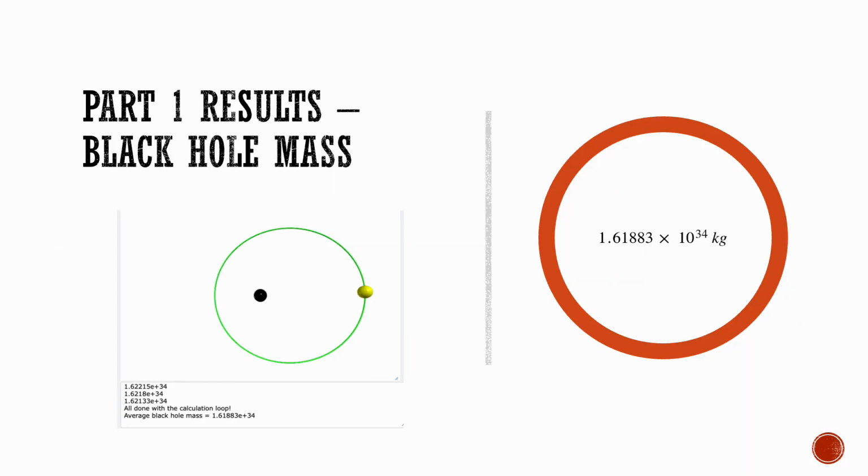As you can see on the right-hand part of the screen, after completing all the calculations, the estimated average mass of the black hole was approximately 1.62 times 10 to the 34th kilograms. Each point along the star's orbit produced a slightly different estimate based on the small numerical differences in the calculations, but averaging all the values provided a much more reliable final answer. The completed simulation also displayed the star moving around the black hole while showing the calculated net force and its parallel and perpendicular components throughout the motion.